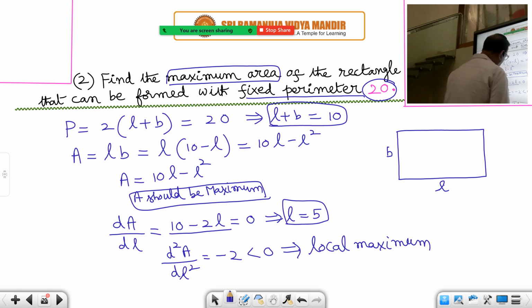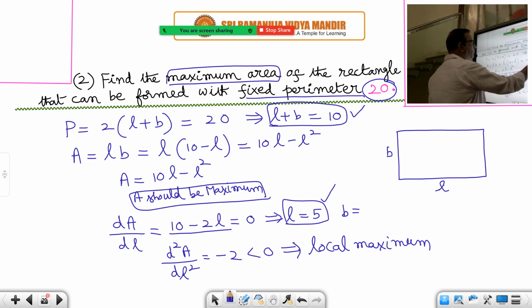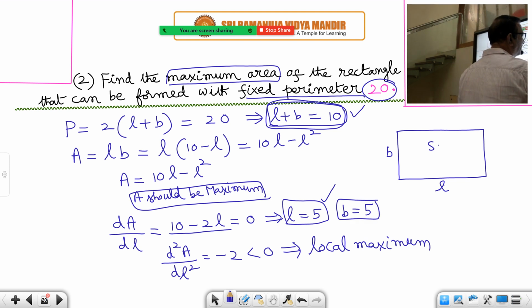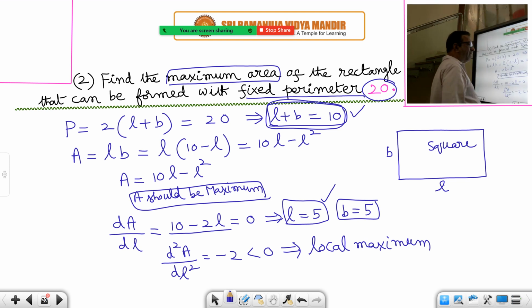So at L equal to 5, the function A, that is the area, has a local maximum value. So what is the maximum value? If L equal to 5, what is B from this equation? L plus B is 10, so L is 5, B is also 5. If L is 5 and B is 5, then what is the name of the rectangle? Square. So the rectangle will have maximum area only when it becomes a square.